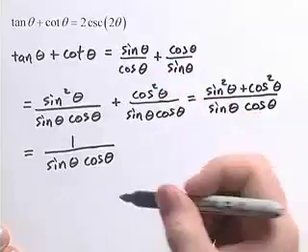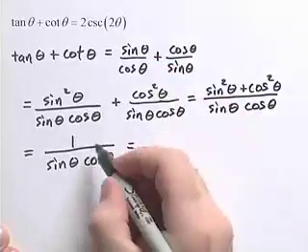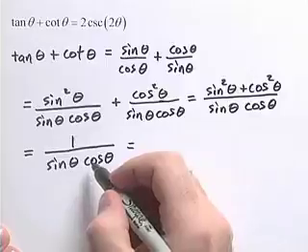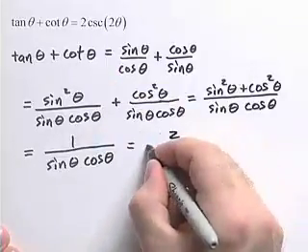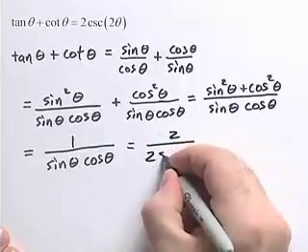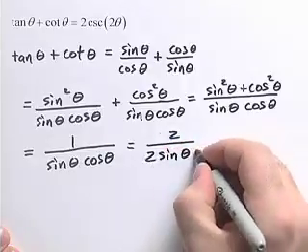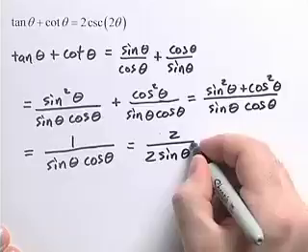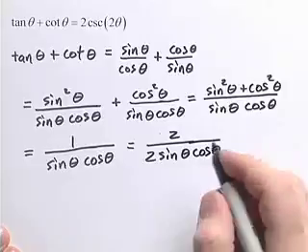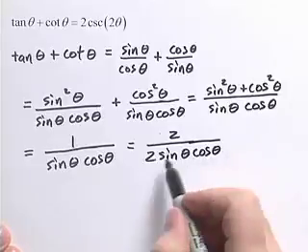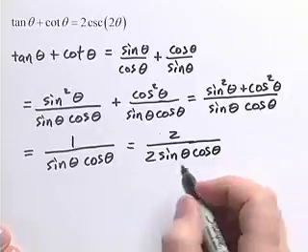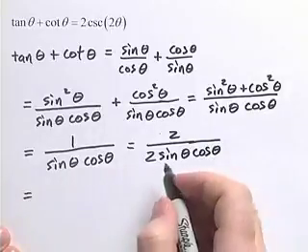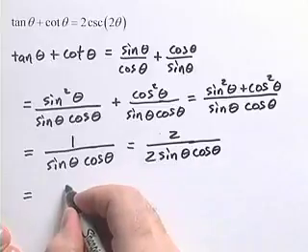We don't have that yet. We're going to go ahead and multiply the top and bottom of this fraction by 2 so that we can get that 2. This will give us 2 over 2 sine theta cosine theta. Now if we look at this denominator, the 2 sine theta cosine theta, that's another identity, that's equal to the sine of 2 theta using our double angle formula.